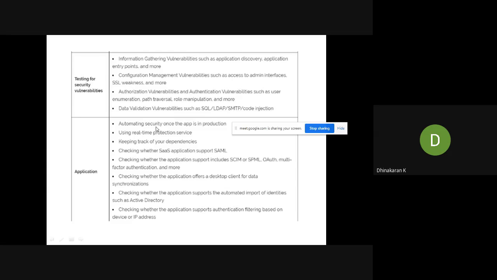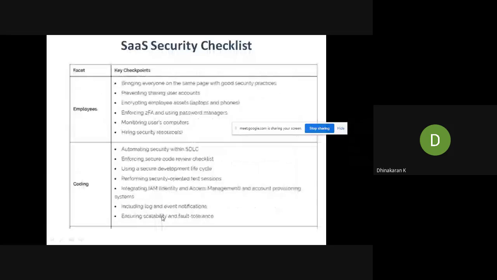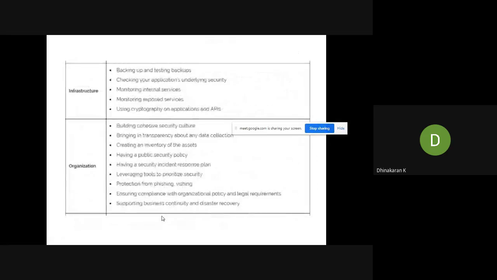The application side checklist is automating security once the app is in production, using real-time production services, keeping track of your dependencies, and checking whether the SaaS application supports SAML. Already I gave the abbreviation SAML; I'll ask tomorrow. Checking whether the application supports SCIM or SPML or OAuth or multi-factor authentication, and more. Checking whether the application offers desktop clients and data, and whether it supports automated import of identity such as activity discovery. These are the checklist, right? So additionally, I have given it here.